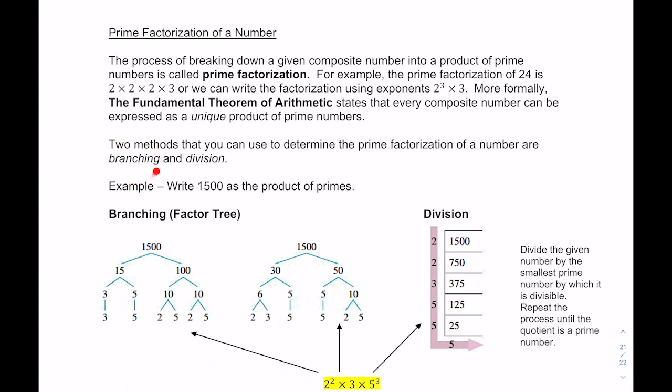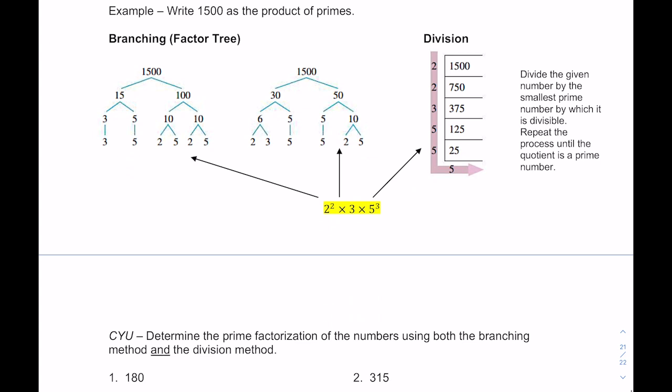That's called branching, which is a factor tree. So these are the branches. And then division, which is here. So if we wanted to write 1500 as the product of primes, for example, okay, 1500 is a big number. The nice thing about a factor tree or branching is you can pick any two numbers that multiply to give you 1500. So 15 times 100 works.